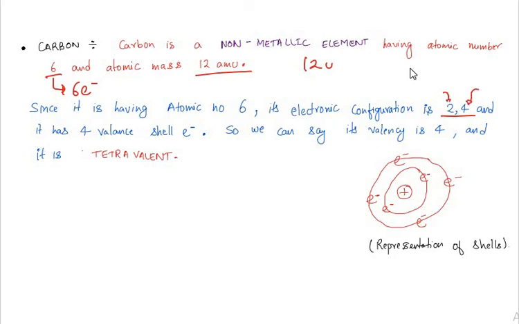Only the valence shell electrons take part in covalent bonding, so only valence shell electrons decide the valency. Carbon contains 4 electrons in its valence shell, so we can say carbon is tetravalent. Tetra means 4 and valent means valency. So this is something about carbon: carbon is a non-metallic element, its atomic number is 6, atomic mass is 12 and its valency is 4. These are the things we need to know before starting the chapter.